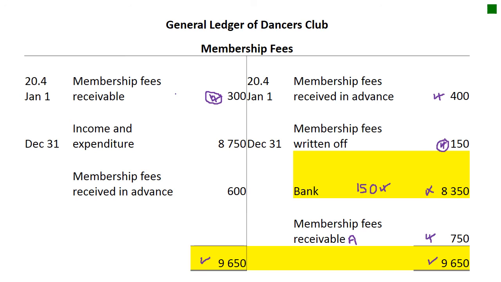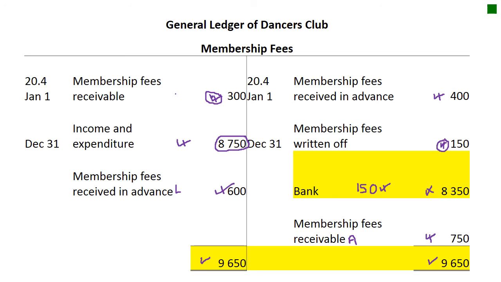On the debit side of the membership fees account, we take the membership fee income earned for the period. This is going to go onto your statement of profit and loss. That's the actual income earned for the period, 8,750 Rand. And this 600 Rand is the liability for membership fees received in advance. That membership fees received in advance account will have a credit balance and will be shown with current liabilities on the statement of financial position at the end of the year.